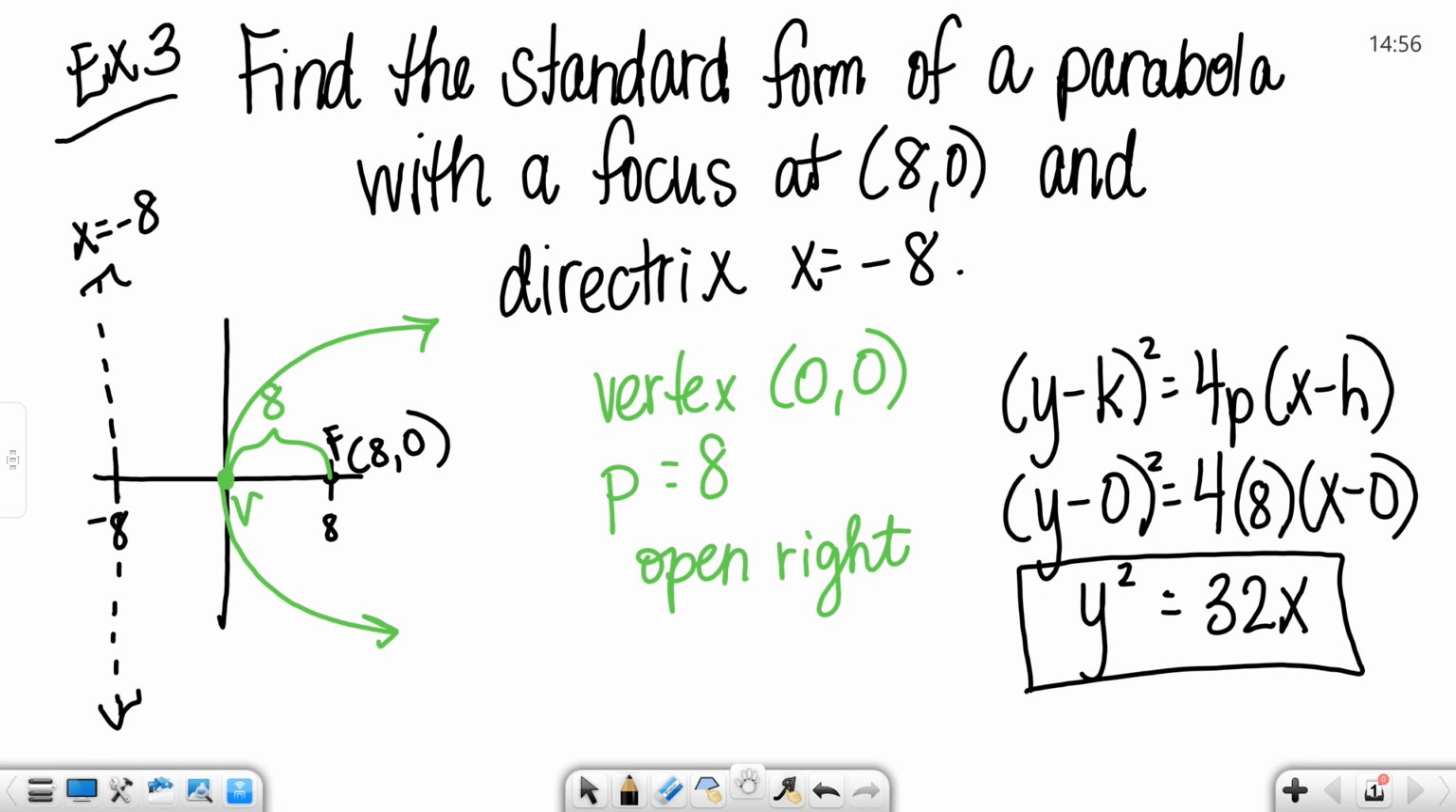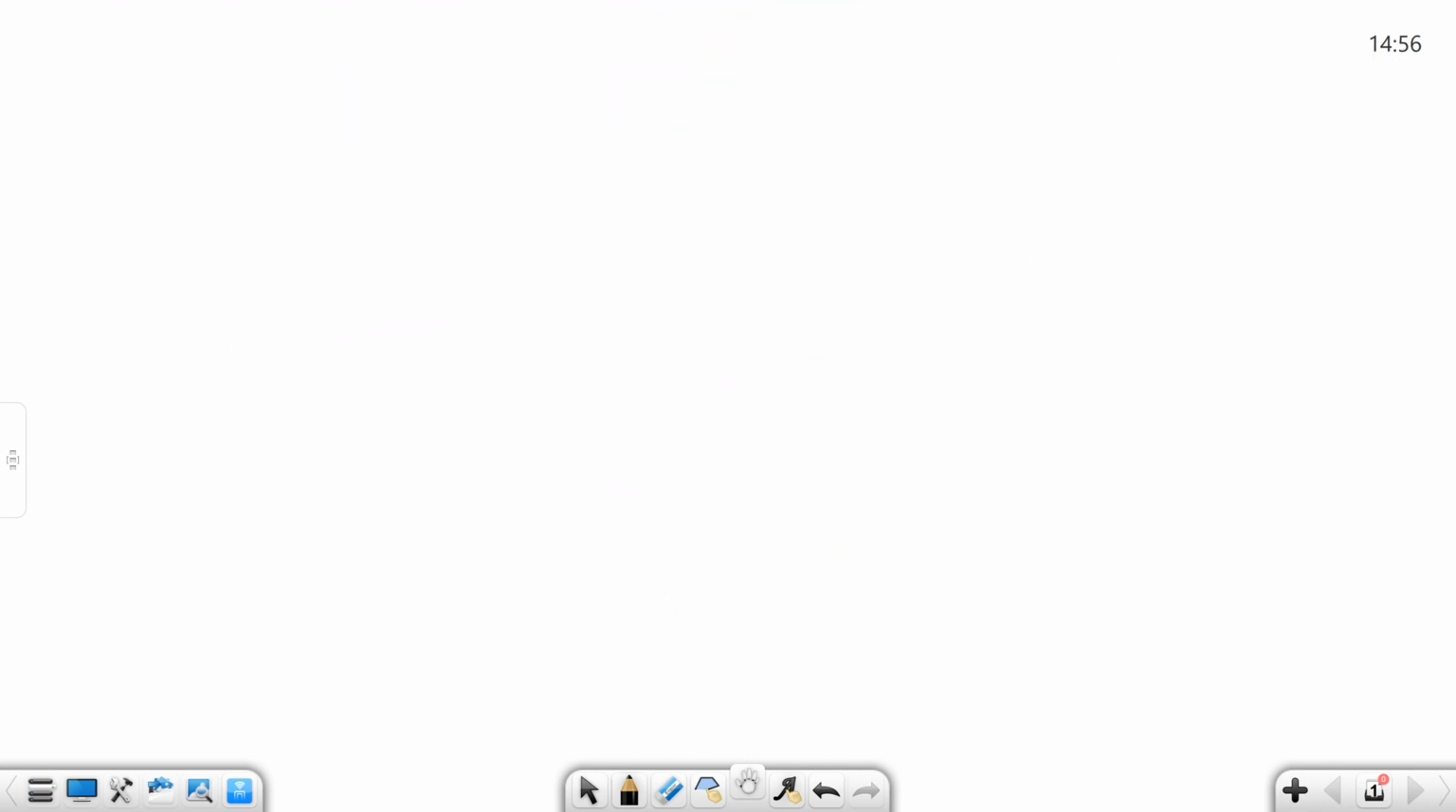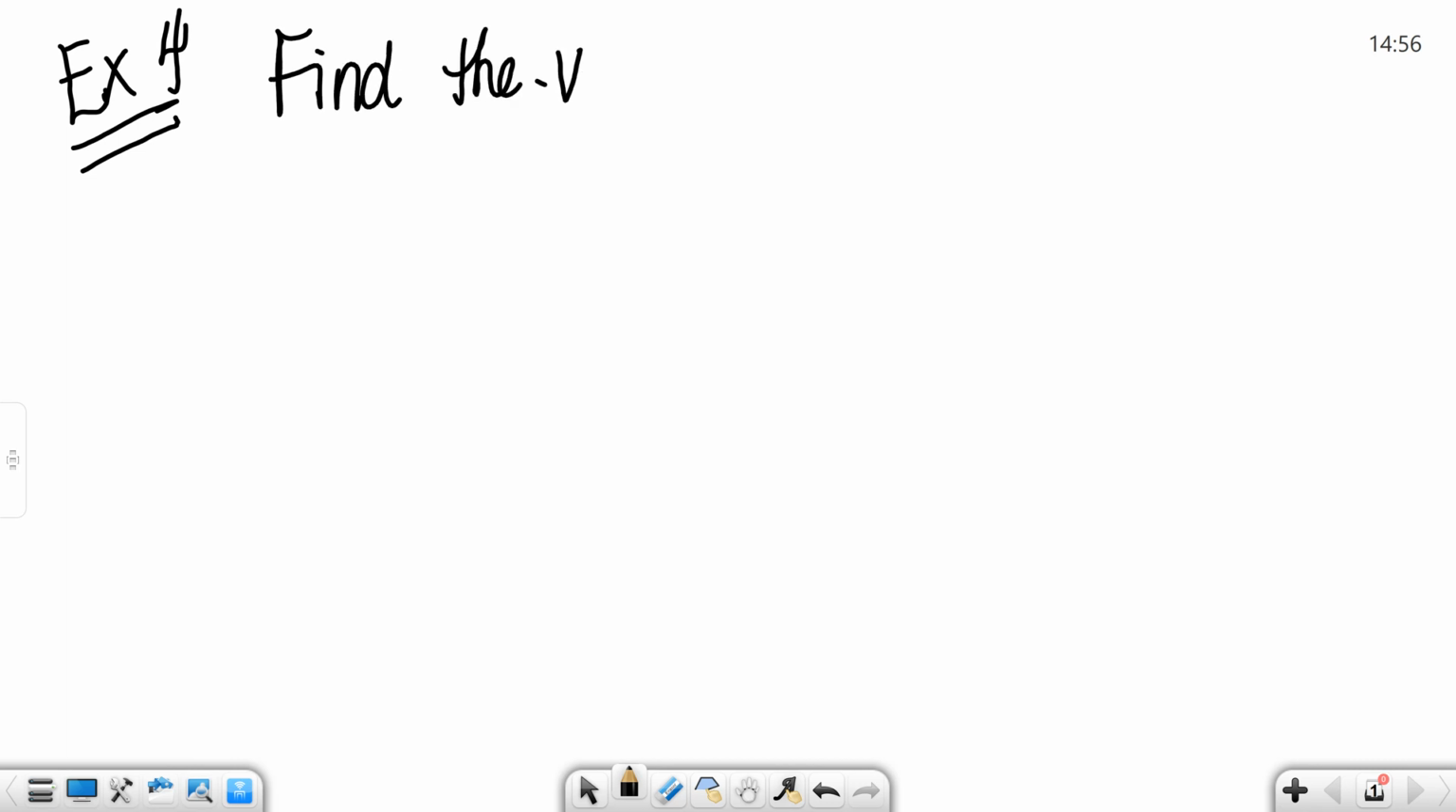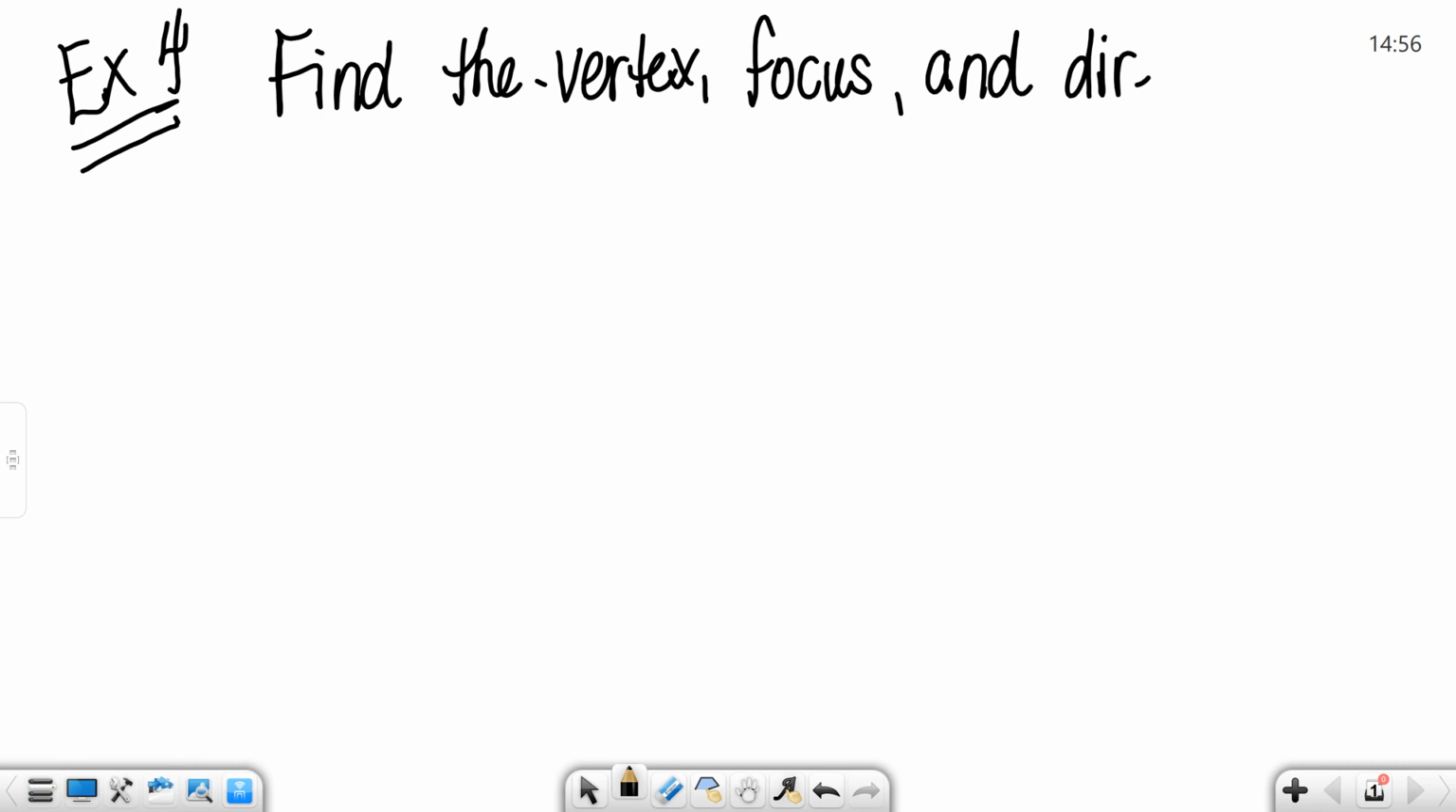Okay, let's do one more. Let me make sure. Yeah, one more. And we are done. All right, this time we are going to find the vertex, the focus, and directrix. Not asking you to graph it, however, a sketch might be helpful.